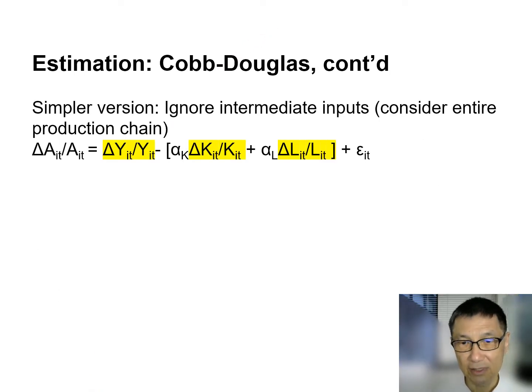In some applications, researchers prefer to use a simpler version of the production function which ignores intermediate inputs. In essence, they're considering analyzing the entire production chain from the very basics right up to the finished product. In that case, the estimation does not include a term involving the intermediate inputs, and it's just the proportionate change in output minus the weighted sum of the proportionate change in inputs, considering only the change in capital and the change in labor.